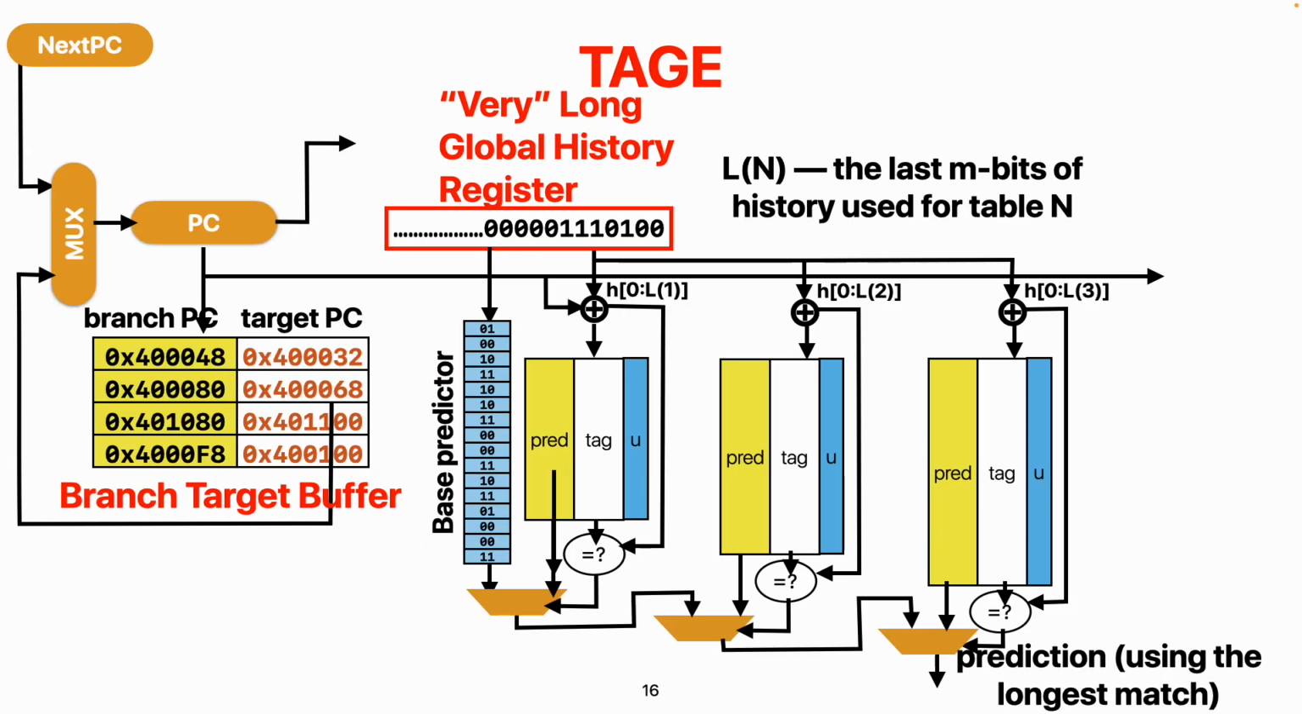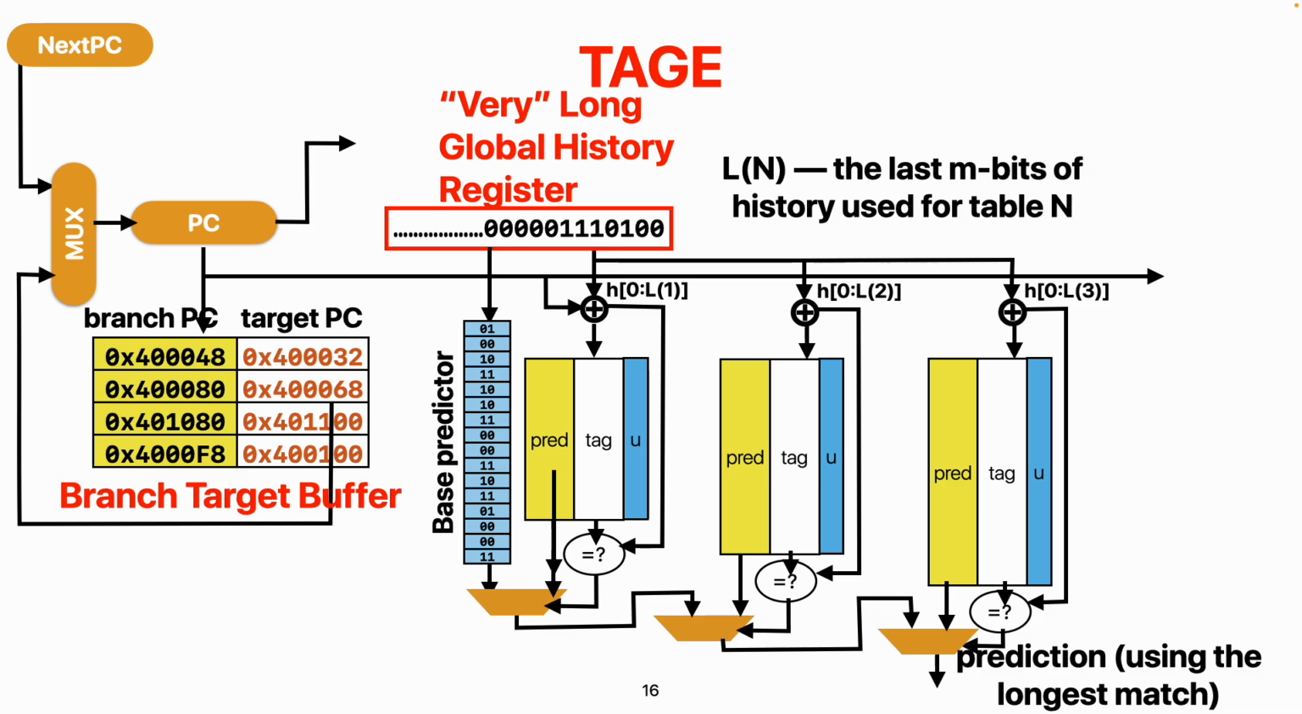Here we come to the idea of the TAGE predictor. The TAGE predictor has a very long global history register. However, don't get me wrong, it doesn't mean that we are going to use that very long history to make a prediction. Instead, it's still a hybrid predictor in a way that the branch target buffer has the branch PC and the target PC. However, when we make a prediction, there are several different predictors that we take into account.